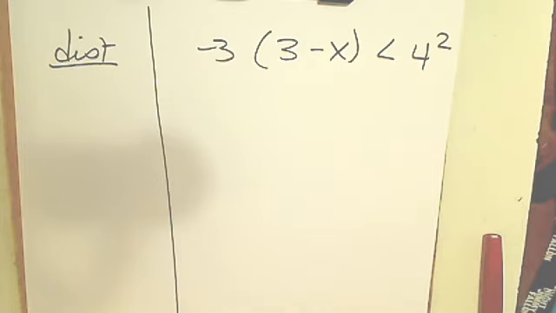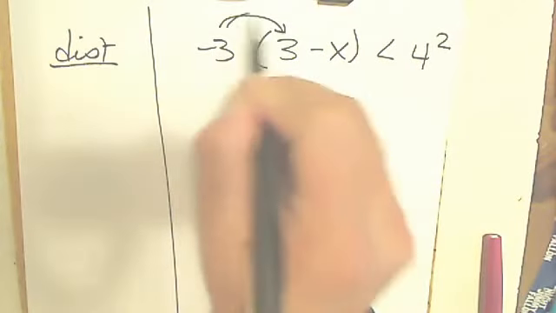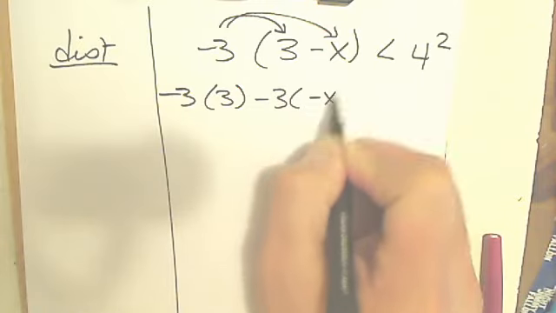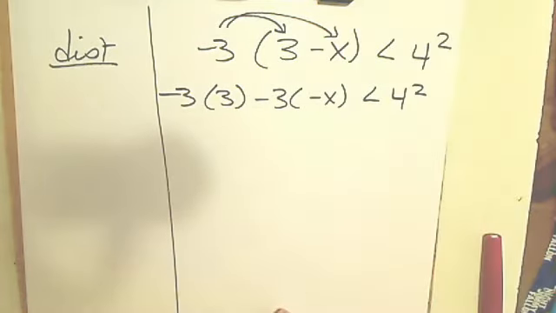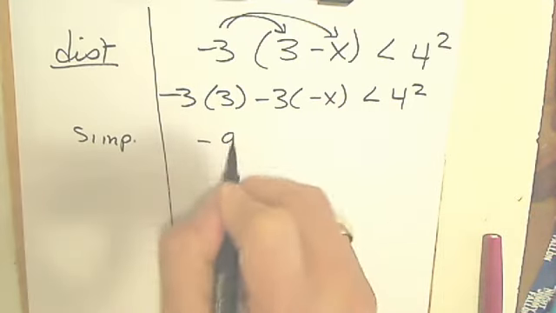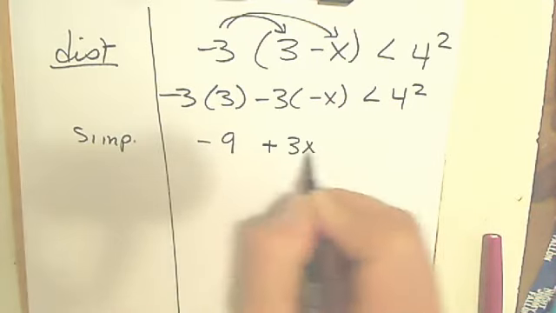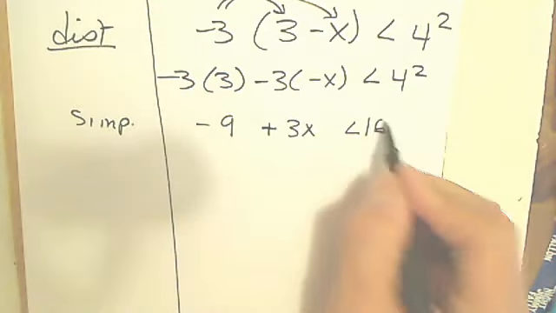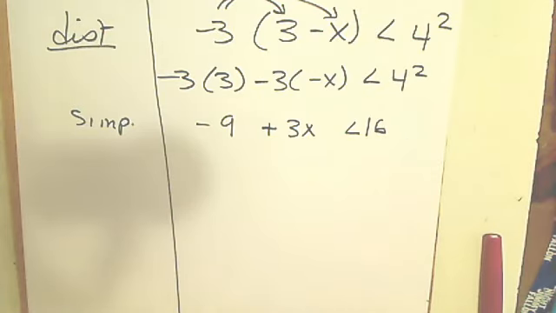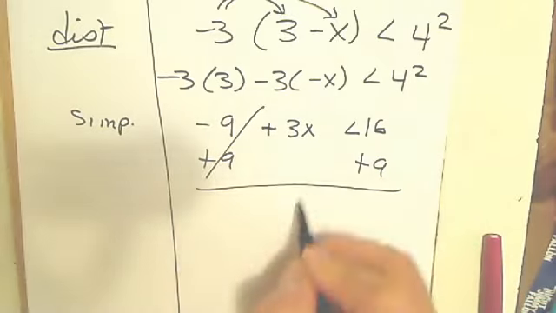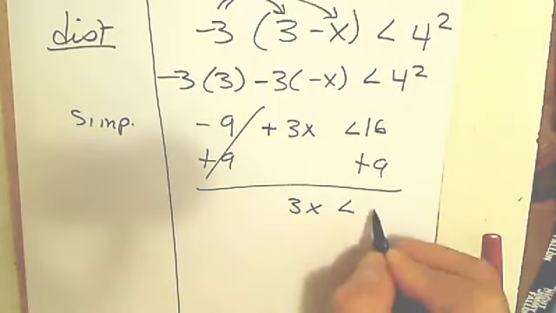All right, I'm going to work out the next step. Distribution here: negative 3 times 3, negative 3 times negative x, is less than 4 squared. So then I'm going to simplify here. Negative 9 plus 3x less than 16. Balance it out. Plus 9 on both sides of the sign. Cancel. Bring down 3x, bring down the less than, bring down 25.